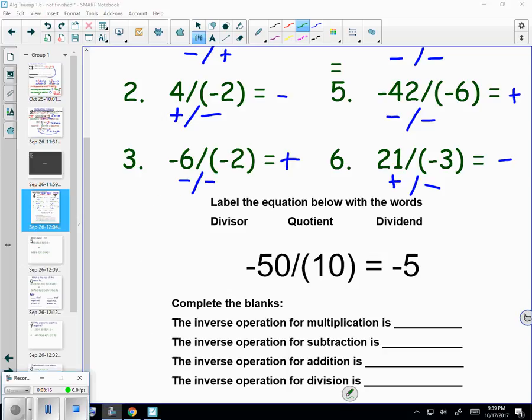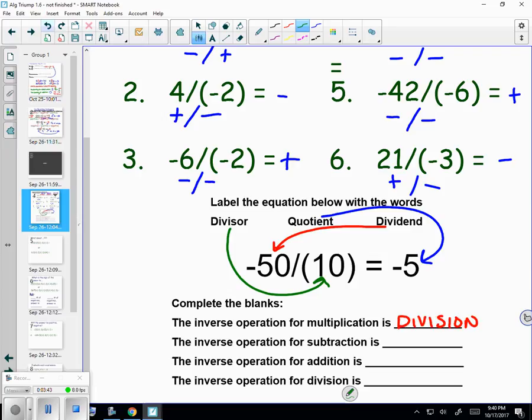Divisor is what we divide by. We are dividing by 10. The quotient is the answer to division. Our quotient is negative 5. Our dividend is what is being broken up into groups, what is being divided. Our dividend is 50. Finally, inverse operation for multiplication, division.